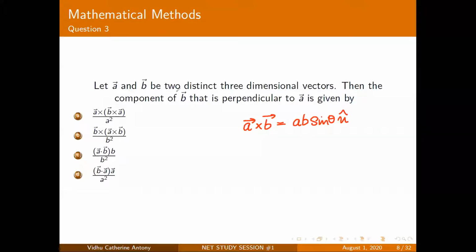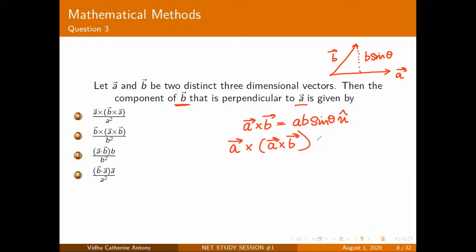Let's look at this carefully. A and B are 2 distinct 3-dimensional vectors, and we want the component of B that is perpendicular to A. If you have a vector A and a vector B, you want to find the component of B perpendicular to A. Basically you want to find this part over here, which you automatically know is B sine theta. So let's try and compute it from here. I will do an A crossed with A cross B. Let me see what I get from that.